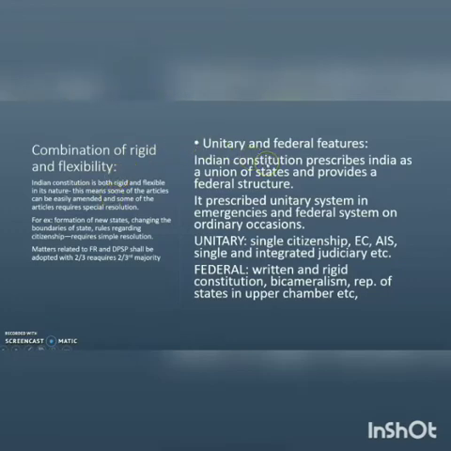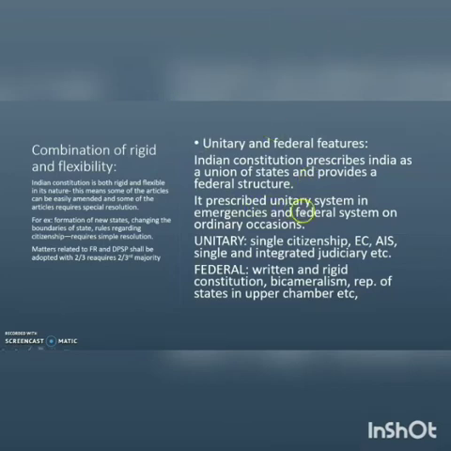Similarly, the Indian Constitution has both unitary and federal features. When did India become a federation? Everybody knows that the Indian Constitution describes India as a Union of States and provides a federal structure. Now, what is a federal structure? Having two types of government, at the Centre and at the state.